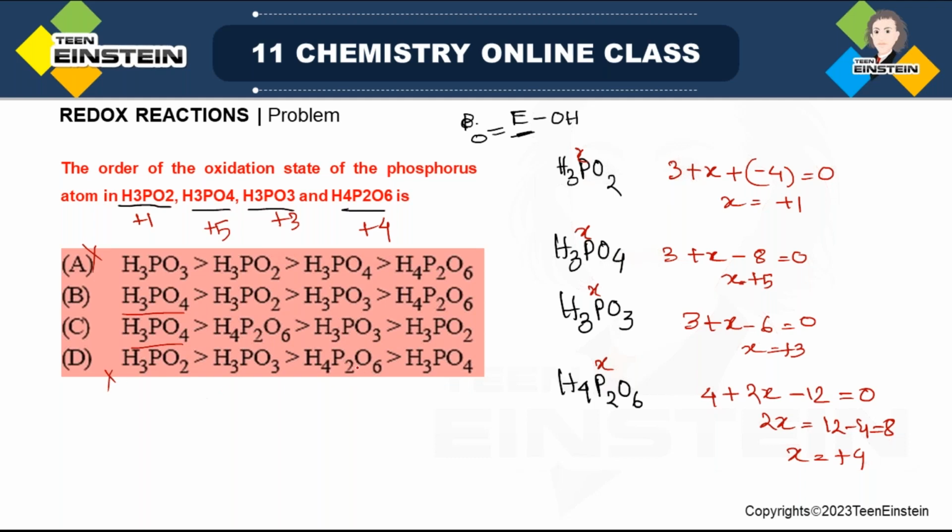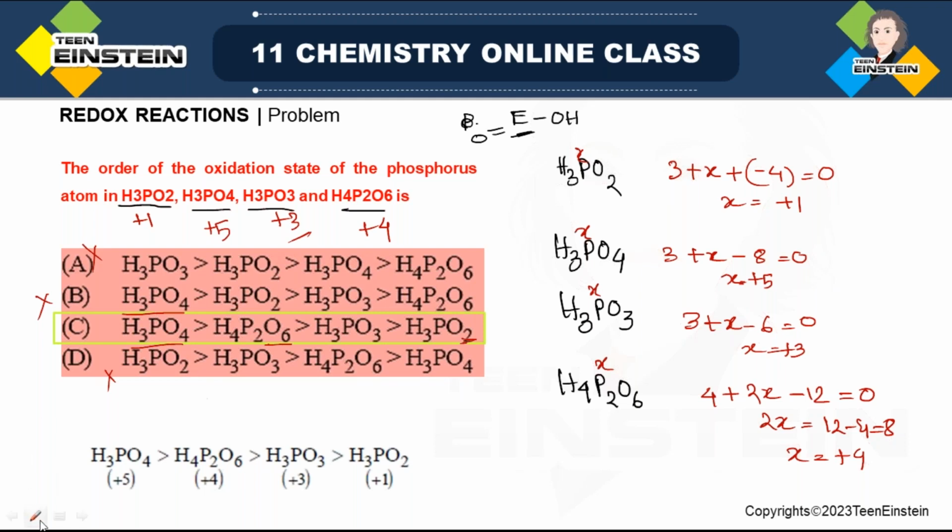After H3PO4, it is H4P2O6. So now this is also cancelled because in option C only after H3PO4 we are getting H4P2O6. Then H3PO3, and the last one is H3PO2. So option C should be the correct option. H3PO4 first, +5, H4P2O6 in the second position, H3PO3 third position, H3PO2 last position. So based on this, we can understand this is the correct answer.